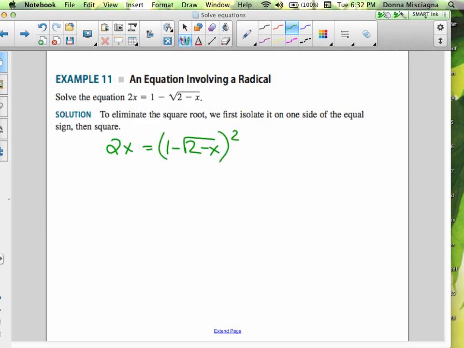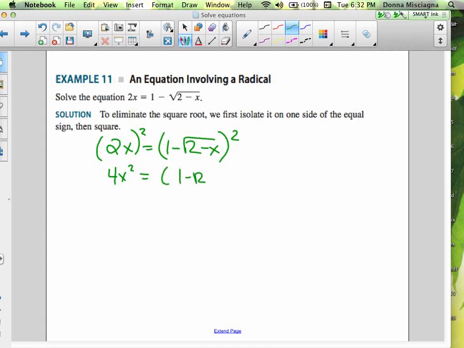If I square here, this would become 4x squared, and that's no problem. But look at the other side. All right, so 1 minus the square root of 2 minus x. Oh, by the way, don't write this in yet. Let me show you a better way.